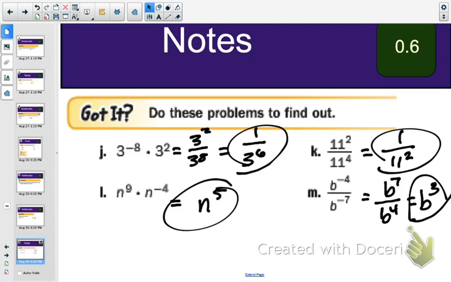All right, so with this one, I should do this in a different color. Okay, this one, I moved it to the bottom because it's negative, and then it became 3 squared over 3 to the 8th, which simplifies to 1 over 3 to the 6th. This one I just canceled out the 2 and the 4, and that left 2 on the bottom, so it becomes 1 over 11 squared. On this one, I actually just added these, since it's multiplication, so 9 plus negative 4 just becomes positive 5, so x to the 5th. And on this one, I switched them to make them positive exponents, so b to the 7th over b to the 4th, which simplifies to b to the 3rd, because 4 cancel, so there's 3 left.